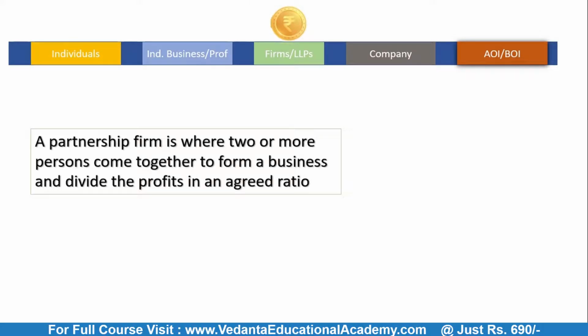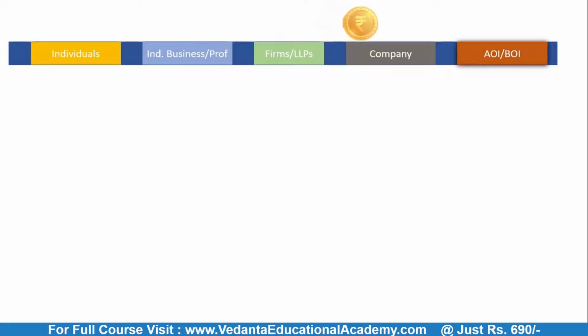A partnership firm is where two or more persons come together to form a business and divide the profits in an agreed ratio. To form a partnership firm, a minimum of 2 individual persons is required, and the maximum number of partners in a partnership firm is 100. After discussing income tax computation for firms, we also go for the company, how to calculate income tax for the company as well.